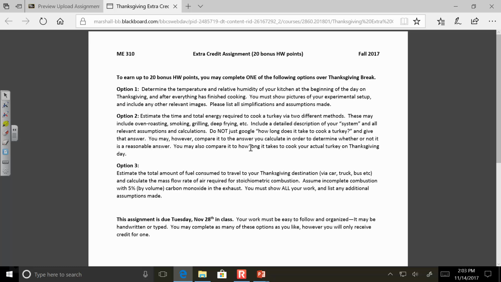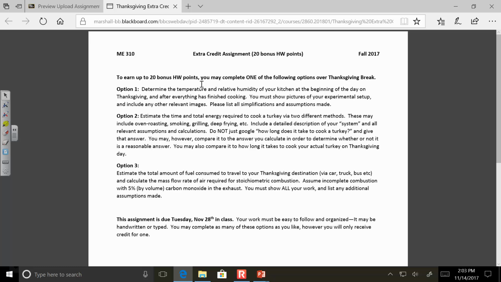So assuming incomplete combustion where you have 5% carbon monoxide, then show all the work, any assumptions that you make, and then if you have, again, additional data where you actually filled up your tank of gas at the beginning and you filled it up at the end, so you know exactly how much fuel you consumed. You can look at theoretical and actual values and compare some things.